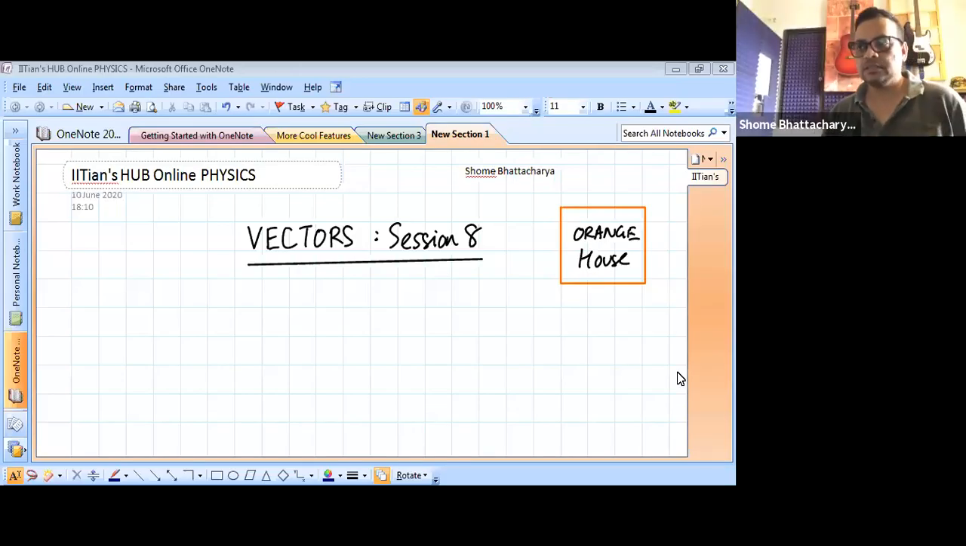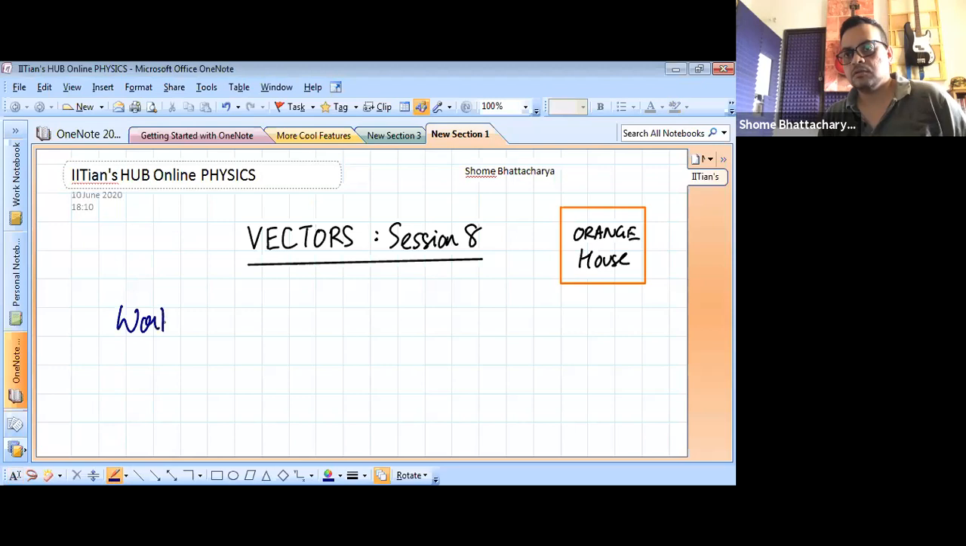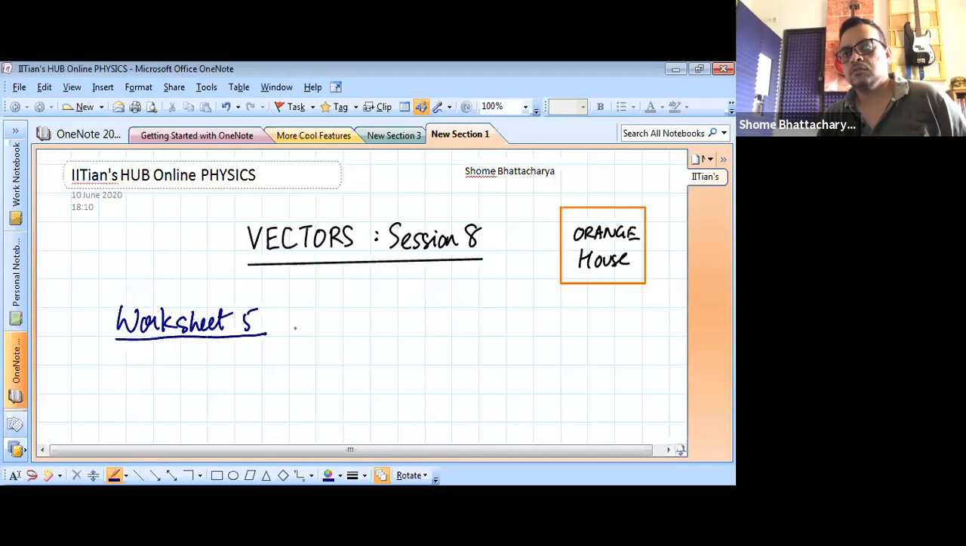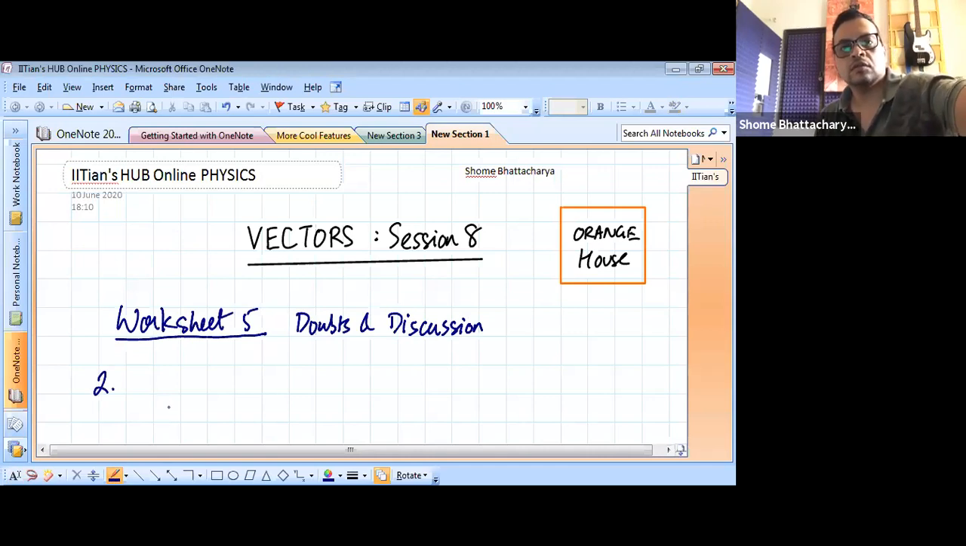Session number 8 for vectors. So we will start with the discussion today of the doubts from worksheet 5. So let's start with question number 2, which is the first request I have received for discussion. That's a question 1 also. Okay, Hitanshu has sent question 1, so we'll in fact start with question 1.